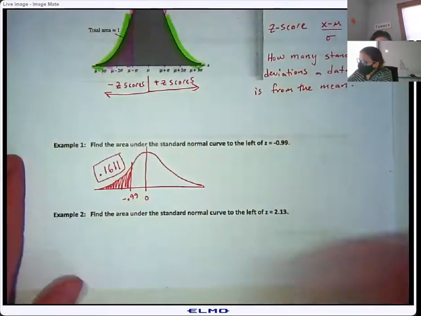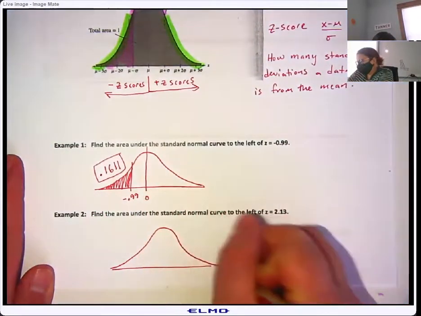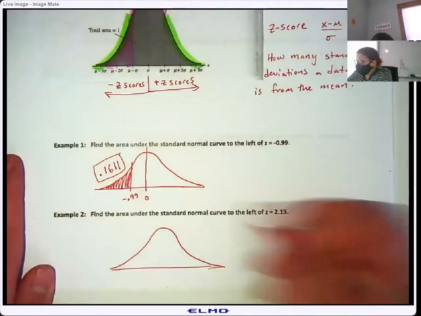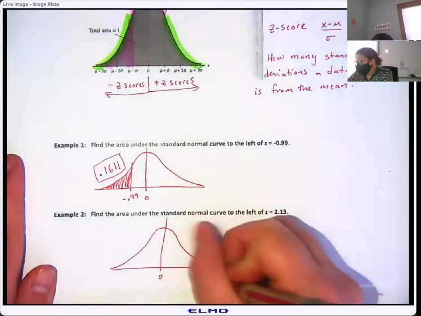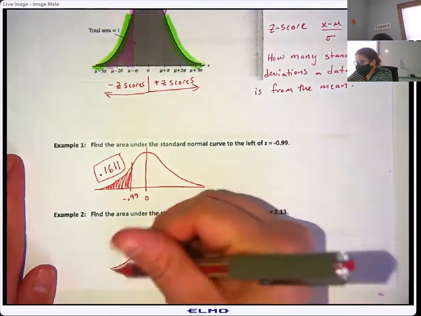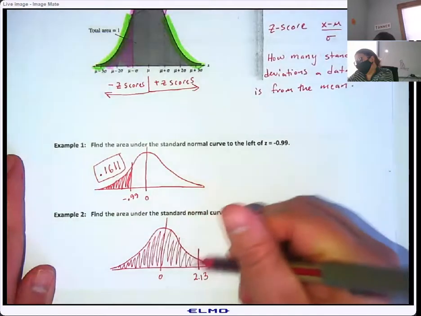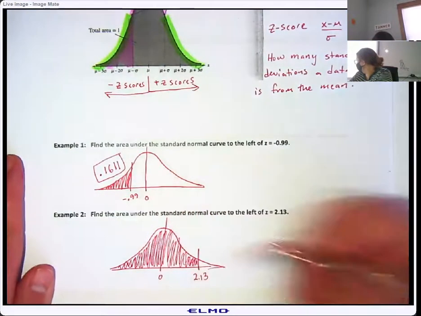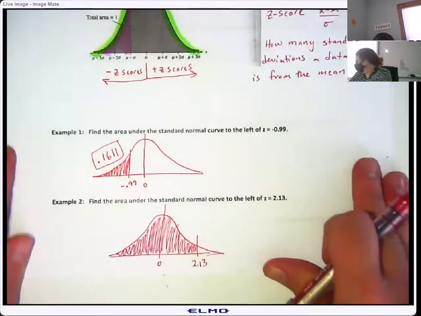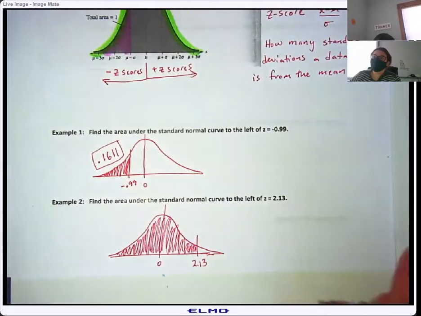All right, so let's do it again. Draw a bell curve. We're doing to the left of 2.13 this time. So here's 0, and 2.13 is going to be way over here. And it's all of this now that we're trying to find. Pictures really help, guys. So tell me, what is a reasonable answer for this, for somebody who hasn't already looked it up? What percent?